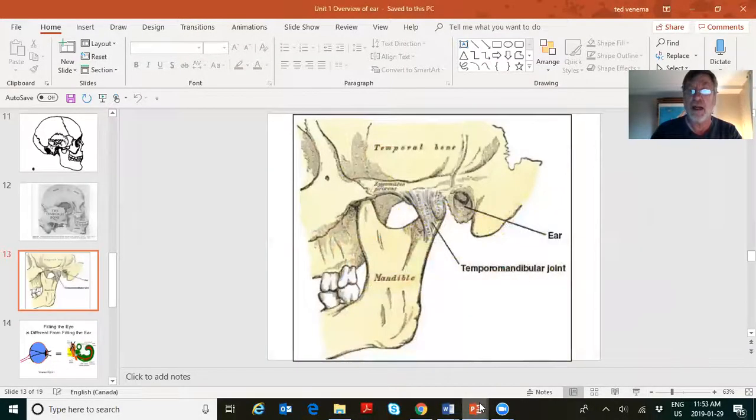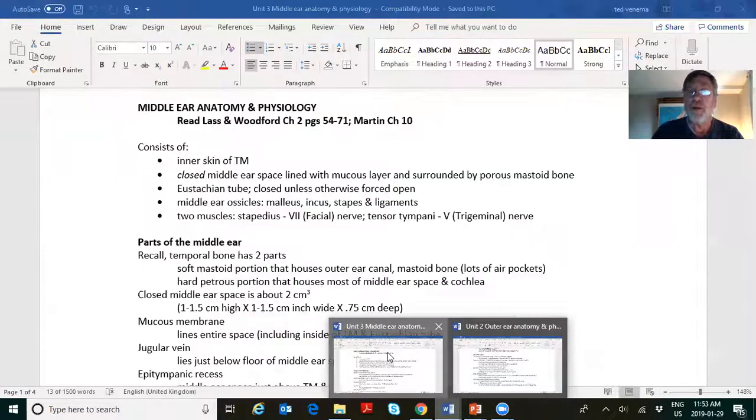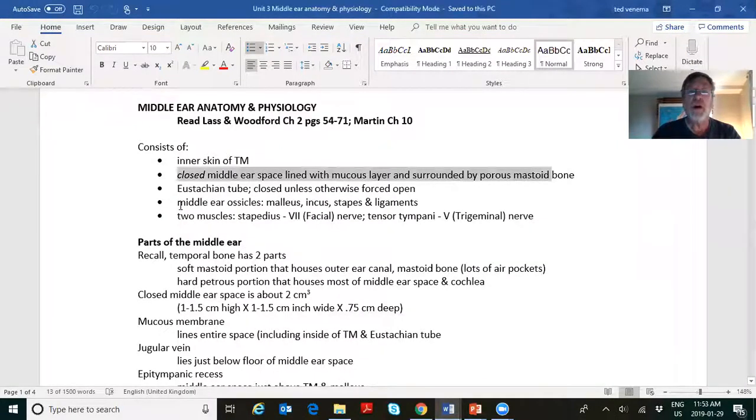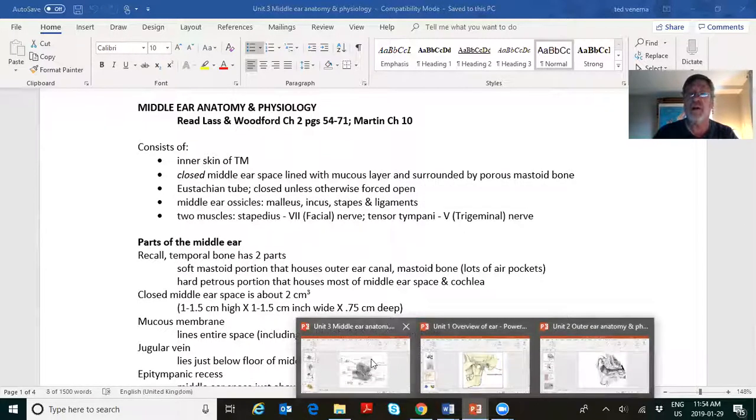Okay, now we'll go back over to here. Look at our, whoops, we want the picture of the middle ear. Here you go. So, and our notes, here. You have the middle ear ossicles, the malleus, incus, and stapes, and the ligaments holding them in their place. What does that look like?